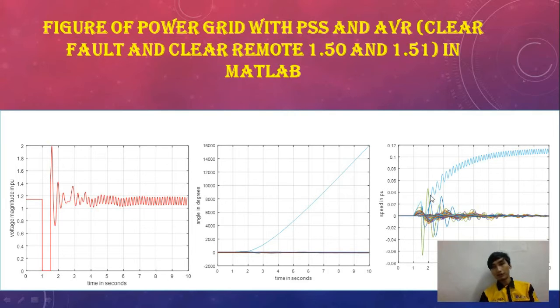So here we can see the generators' speed increases, and the speed of one generator is 0.11. When the fault occurs, another generator is capable of maintaining through the fault.